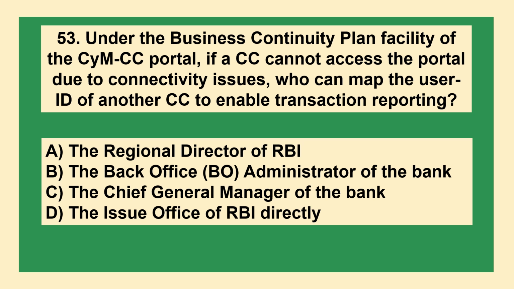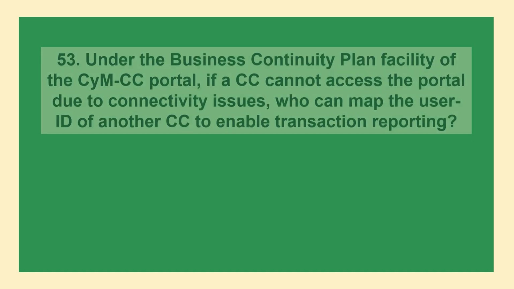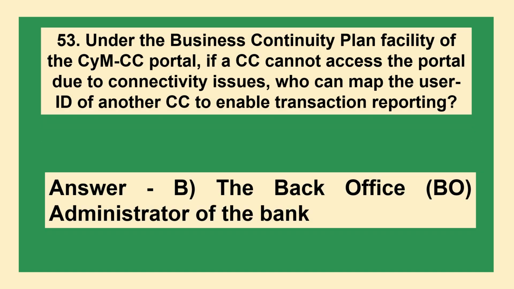Under the business continuity plan facility of the CYM CC portal, if a CC cannot access the portal due to connectivity issues, who can map the user ID of another CC to enable transaction reporting? Option A, the regional director of RBI. Option B, the back office BO administrator of the bank. Option C, the chief general manager of the bank. Option D, the issue office to RBI directly. The answer is option B, the back office BO administrator of the bank.